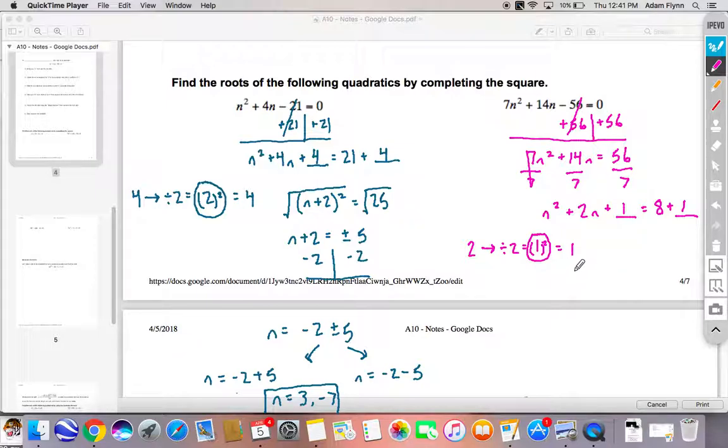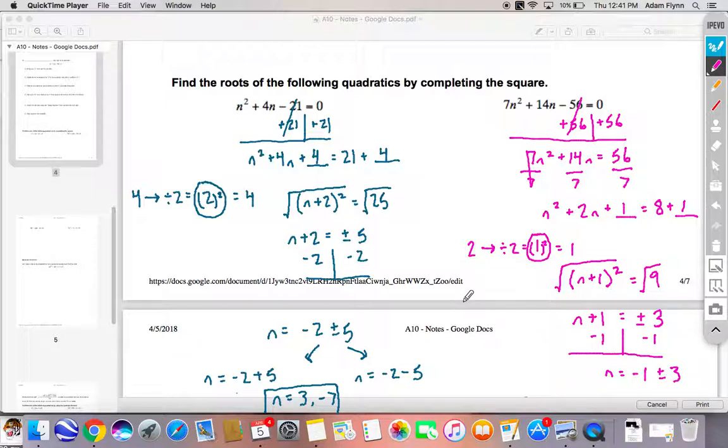So now all factored, this becomes n plus 1 squared, which is our magic number, equals 9. So now to solve, take the square root of both sides. We get n plus 1 equals plus or minus the square root of 9, which is 3. So now we subtract 1 from both sides. So we get n equals negative 1 plus or minus 3.